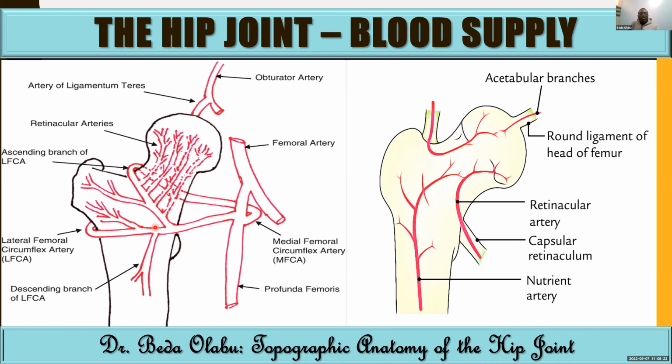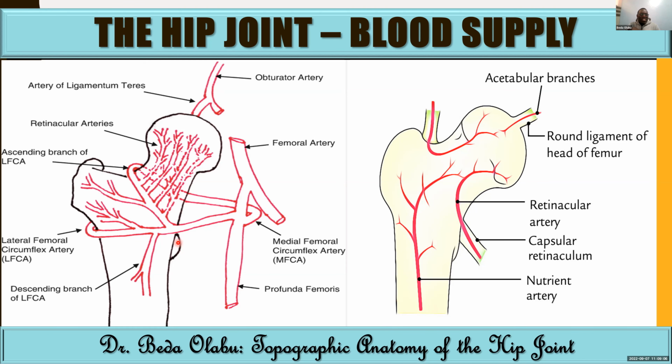The lateral circumflex femoral artery has three branches which we want to talk about: the ascending branch, the transverse branch, and the descending branch of the lateral circumflex femoral artery. The transverse branch of the lateral circumflex and the transverse branch of the medial circumflex contribute to the cruciate anastomosis. The cruciate anastomosis is located at the level of the lesser trochanter, which is this one. So they're located at that level.